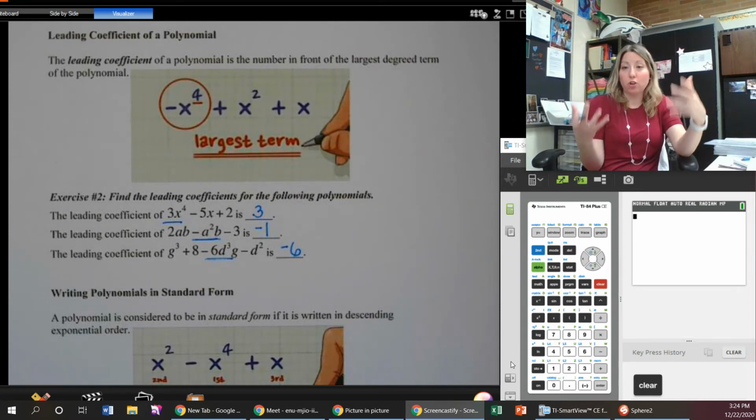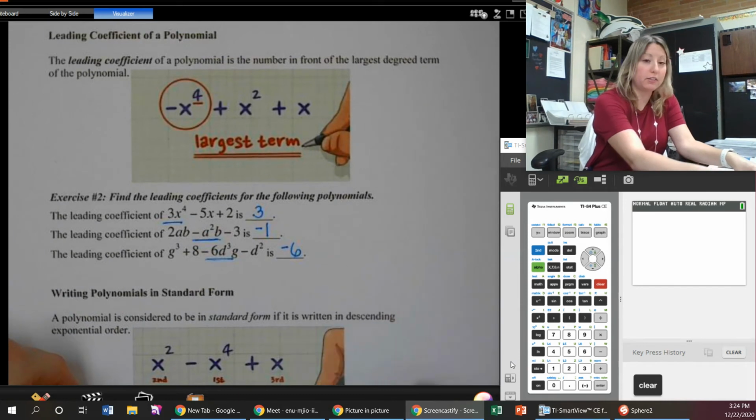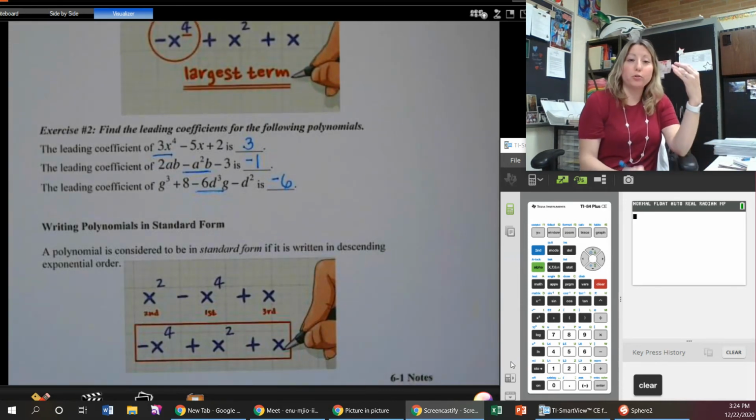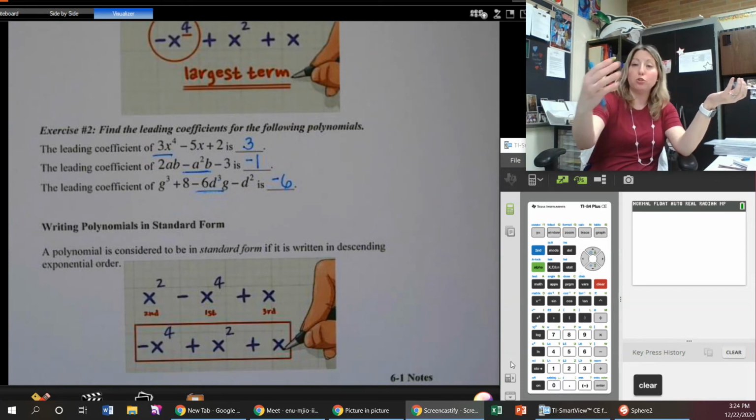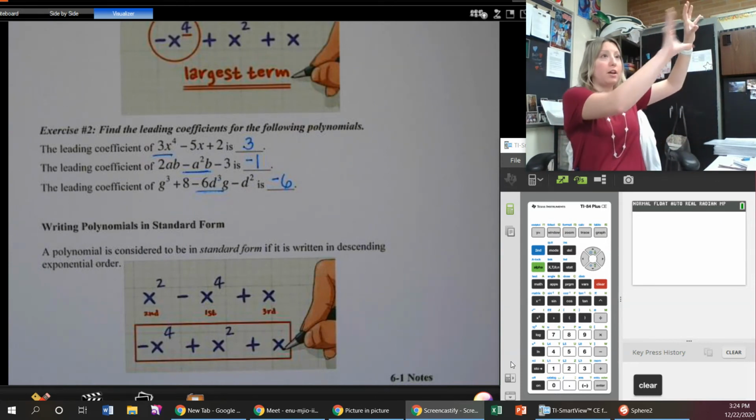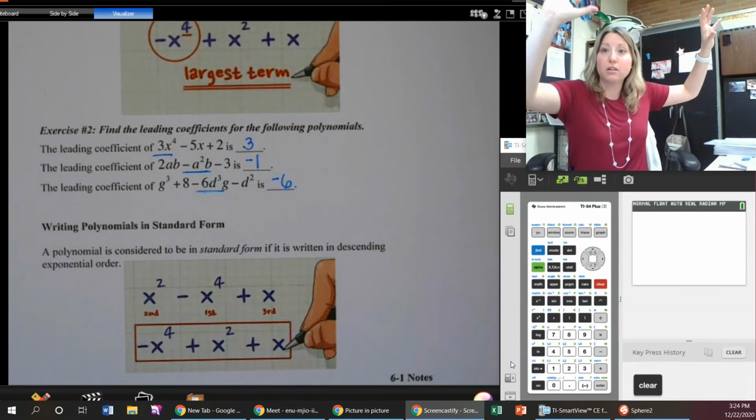Standard form just means rewrite in descending exponential order. So if there's only one variable involved in all of your terms, you just put them in order, biggest, then next, then next, then next, smallest.